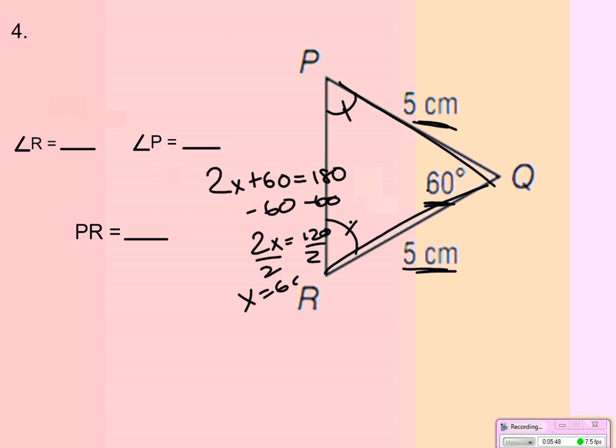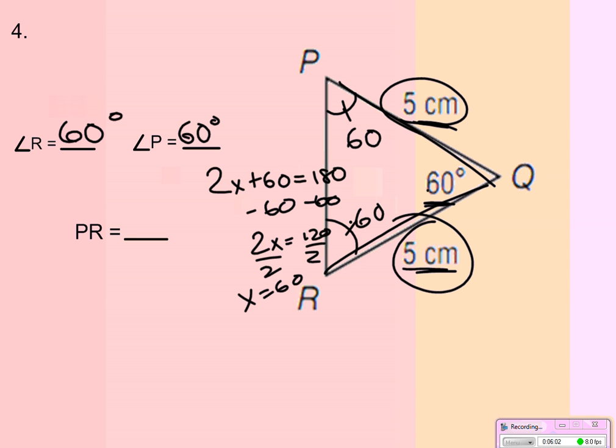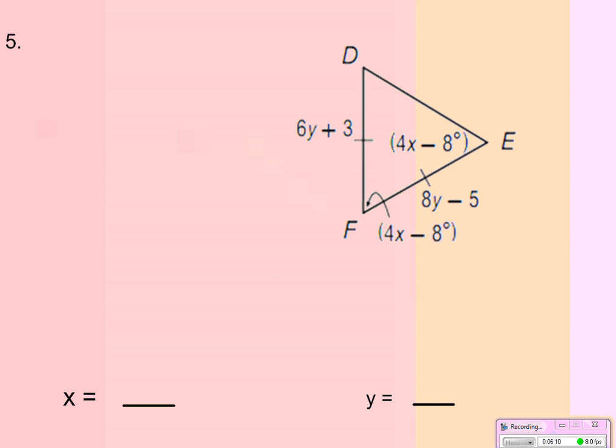X is going to be 60. That means this is 60, this is 60. But wait, all three are 60. That means it's also got to be equilateral and equiangular. So that means if this is 5, this is 5, this third segment right here has also got to be 5. So be careful just because of what it looks like.